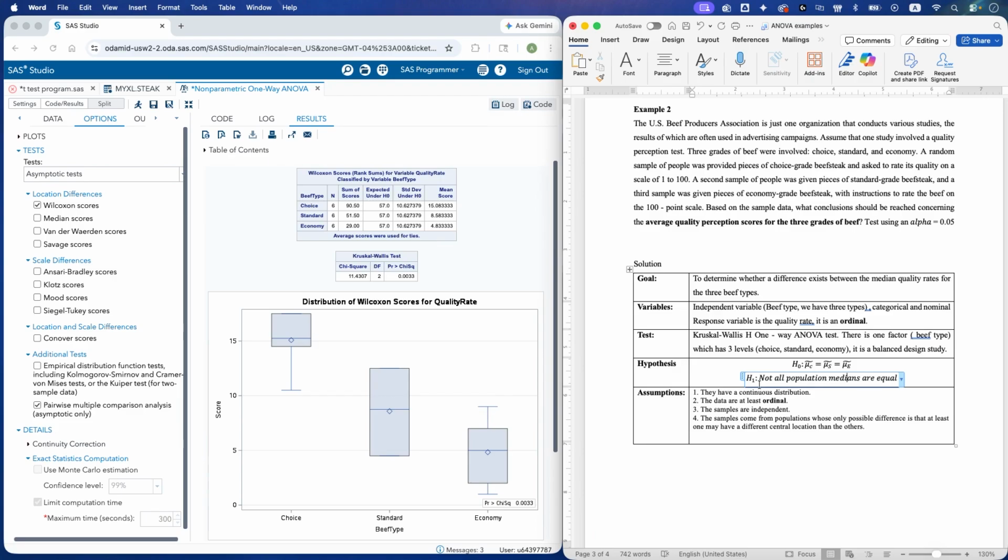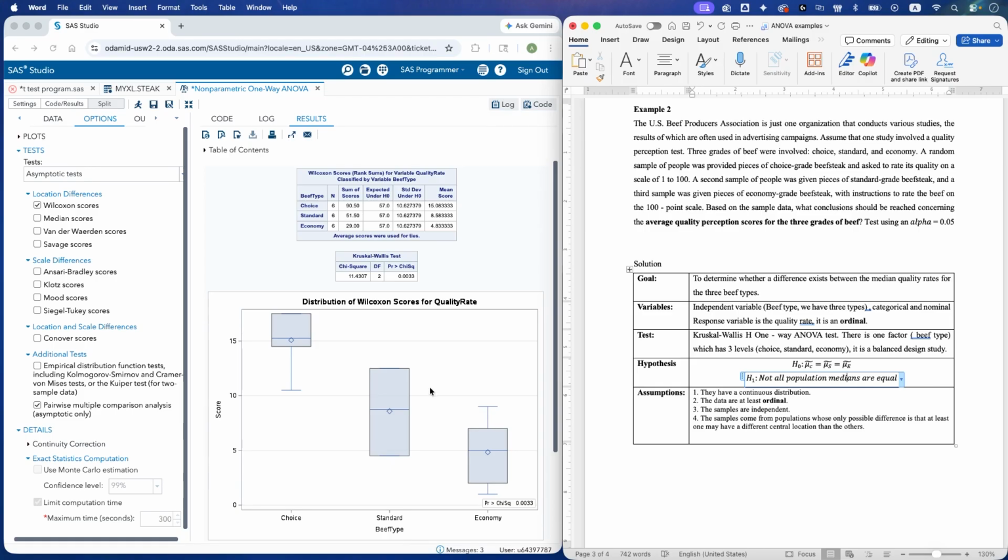The alternative hypothesis says what? Not all population medians are equal. So we do have differences. We do have a statistically significant difference between the medians of these types. At least two of them, not all of them. We don't know yet. We do have a statistically significant difference in the medians between at least two of these types.